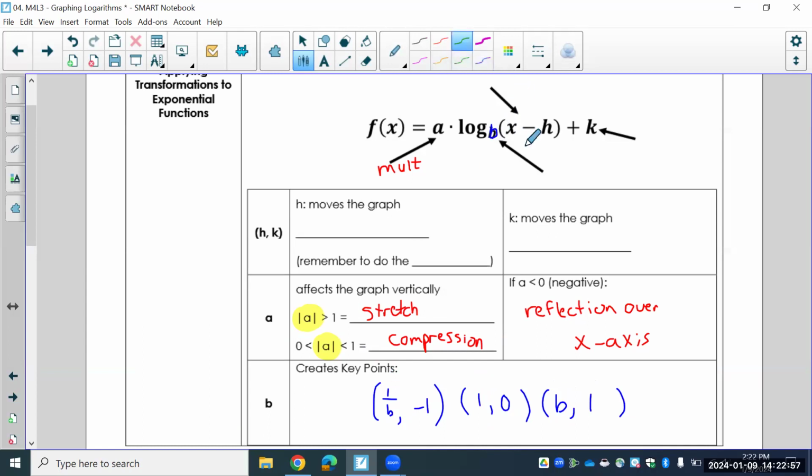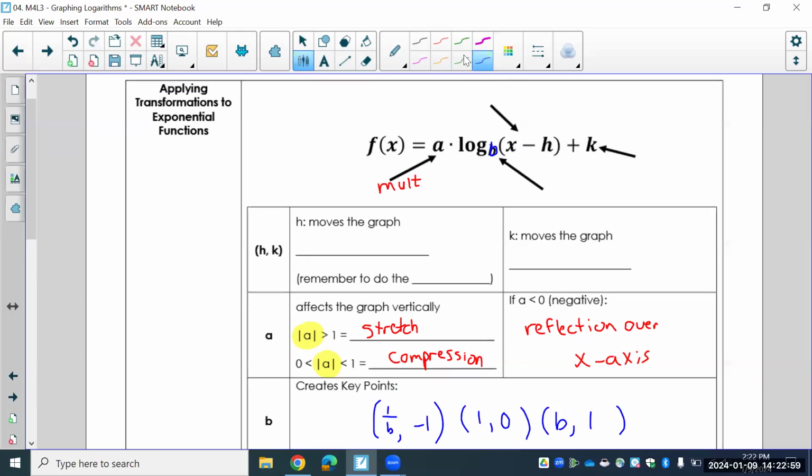Now, if we're talking about transformations in terms of h and k, we're talking about translations. So h is going to translate the graph right or left, and k translates the graph up or down. In this case, h moves the graph right if it is positive and left if it is negative. Now be careful, because remember, h is always the opposite of what you see.